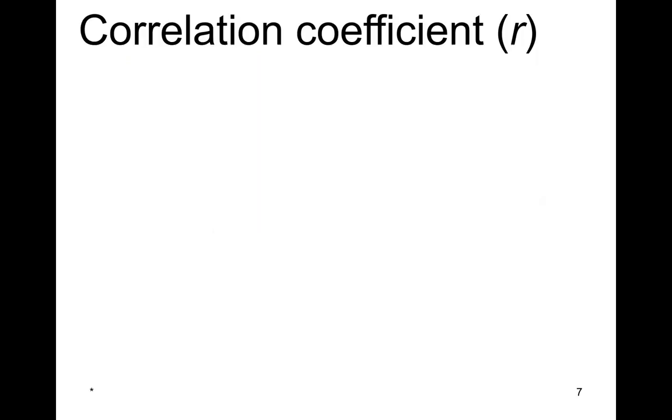One way that we measure the strength, sort of a numerical measurement of the strength of a scatter plot, is what we call the correlation coefficient.